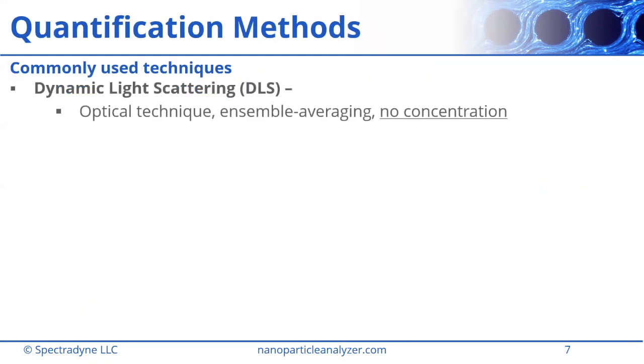Let's review a few of the quantification methods that are currently commonly being used. The first is dynamic light scattering, and this builds on what Mr. Miyaoka-san was describing earlier. Dynamic light scattering is an optical technique, as he mentioned, and importantly, it's ensemble averaging. So it measures many particles at once and can only return an average from that.